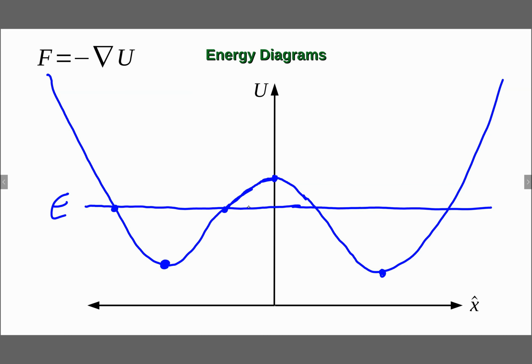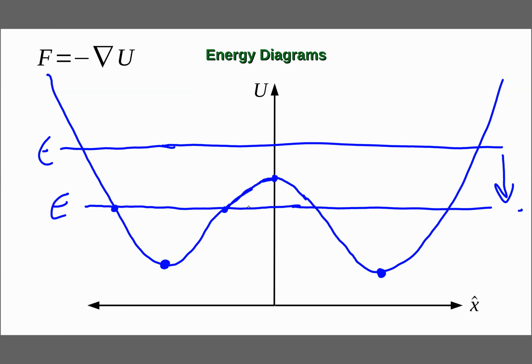But if I raised the energy up to here, then you can see my object could potentially make it over the hill and down into this other valley. And if, when it went into this other valley, I lowered the energy back down to here, now it would be stuck in this valley. It could move around to these points.